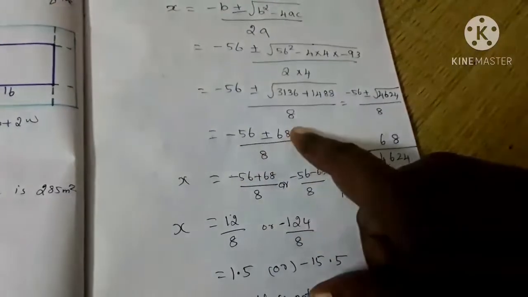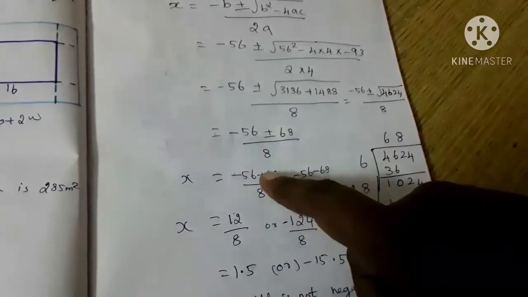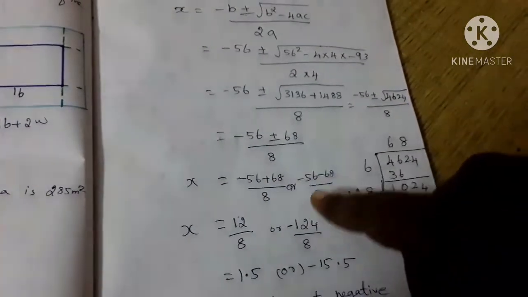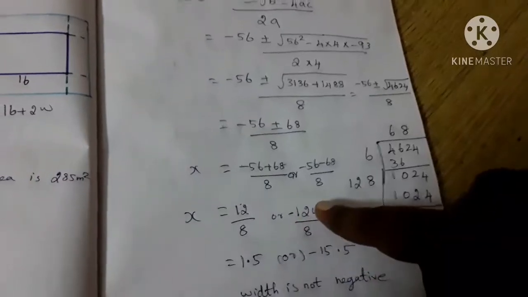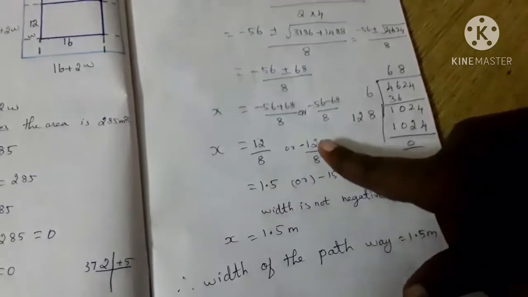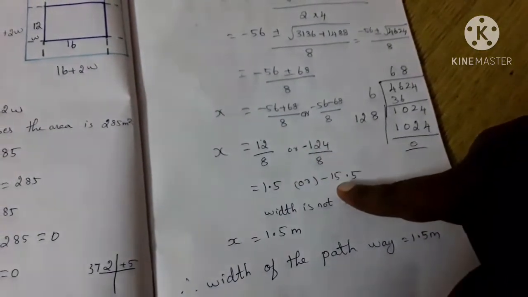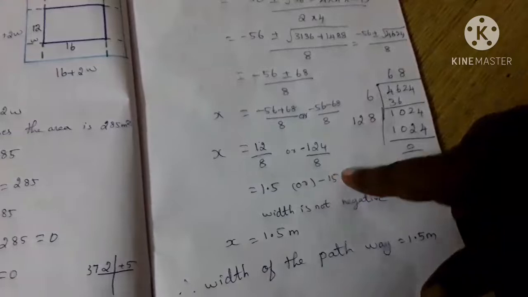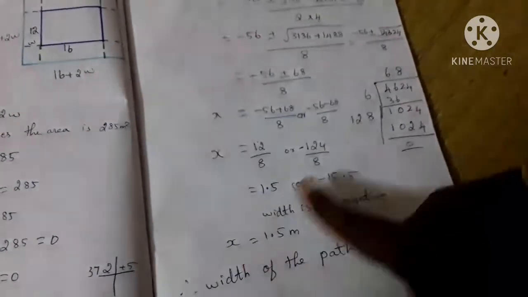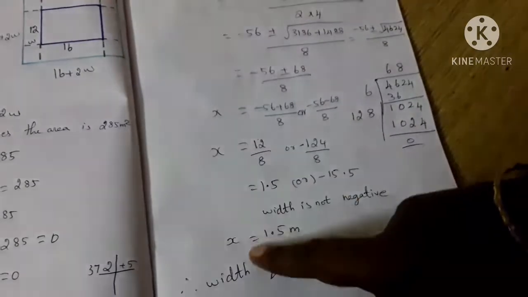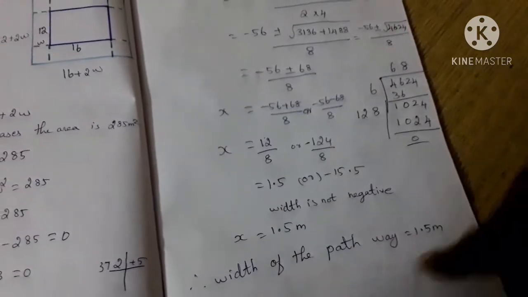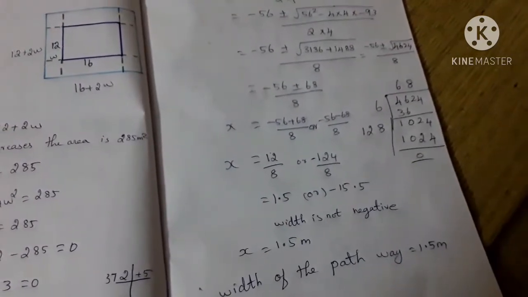So minus 56. If it is plus 68, our answer is 12 by 8. If it is minus 68, our answer is minus 124 by 8. If we divide, 12 by 8 is 1.5, and minus 124 by 8 is minus 15.5. We do not take the negative value, because width is not negative. So we take the positive. w is equal to 1.5 meter. So the width of the pathway is 1.5 meter.